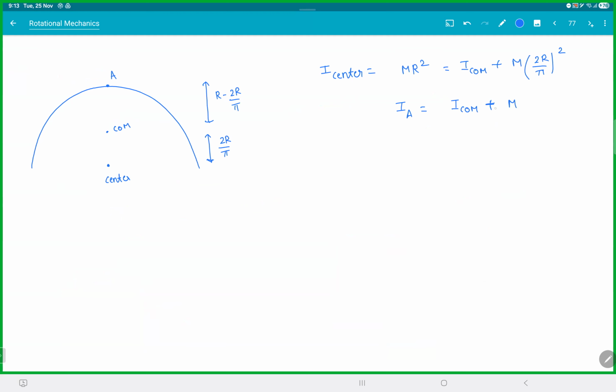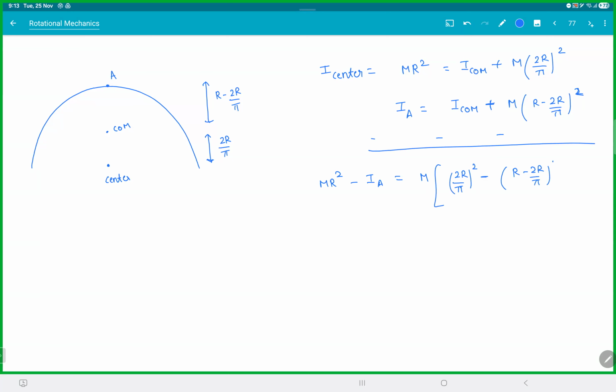This will be m into r minus 2r by pi whole square. Now I don't want to find I center of mass exactly, so subtract them. So mr square minus IA, I center of mass will cancel. You will end up with m into 2r by pi whole square minus r minus 2r by pi whole square. This would be mr square minus IA.